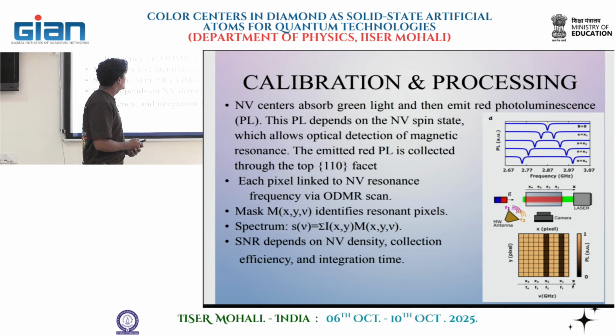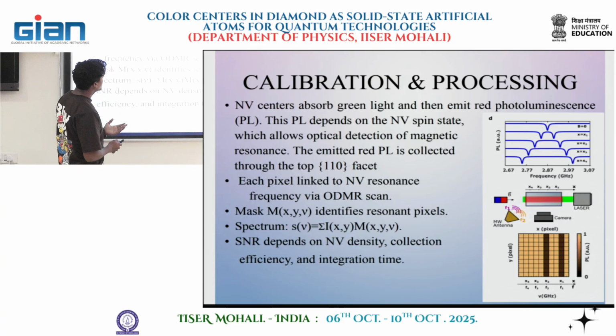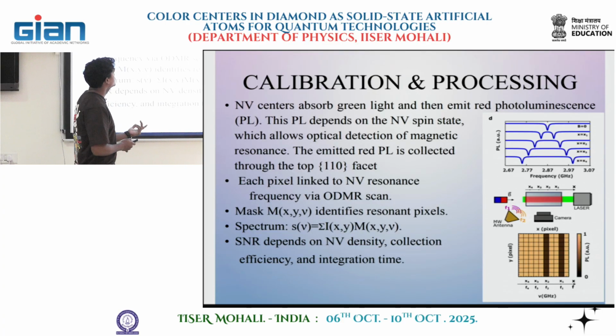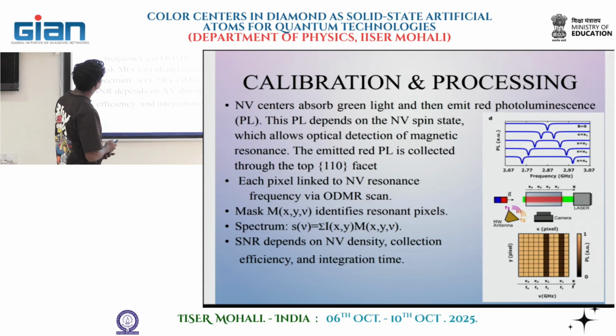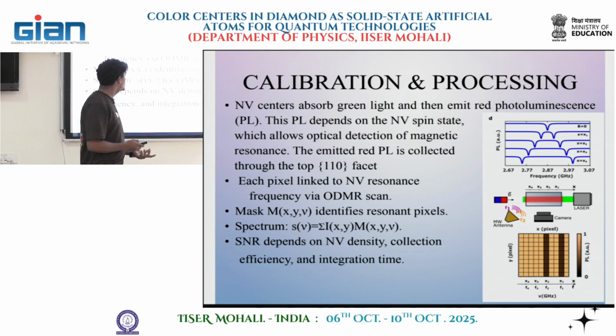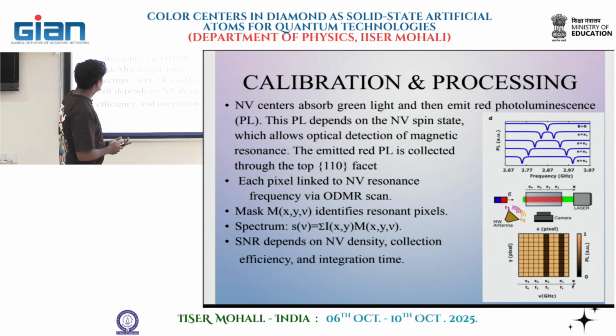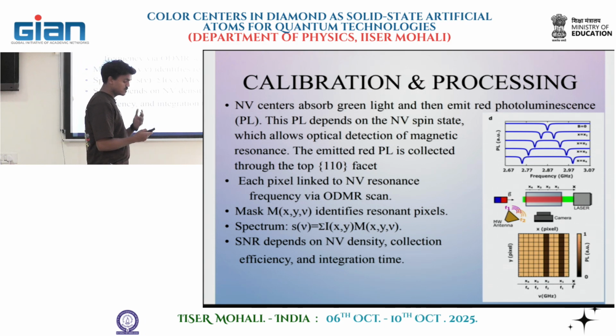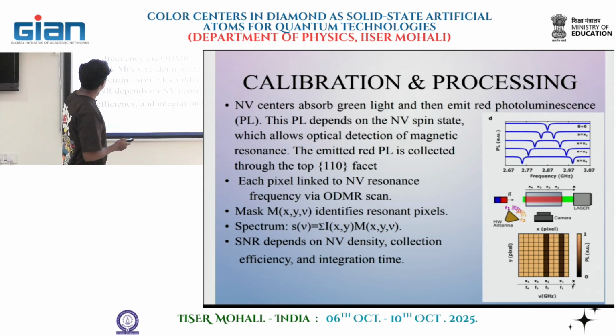Next, calibration and processing. The NV center absorbs green light and then emits red photoluminescence. This photoluminescence depends on the NV spin state, which allows optical detection of magnetic resonance. The emitted photoluminescence is stored in a lattice, and each pixel is linked to the nitrogen vacancy resonance frequency via an ODMR scan.